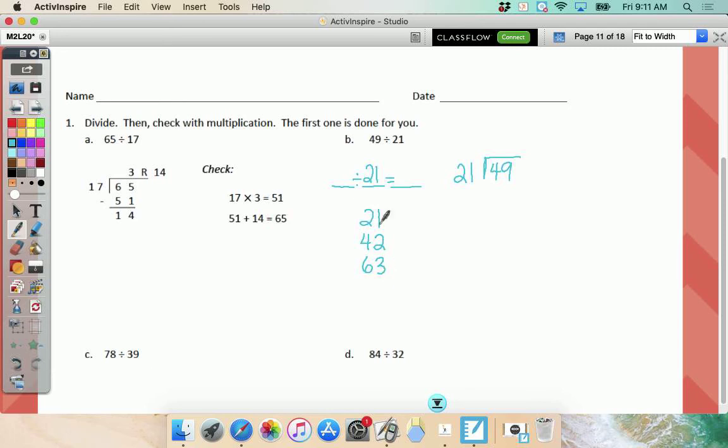Do you remember the trick for skip counting by 21s? Yeah. 1, 2, 3, 2, 4, 6. Okay. So which number is closest to 49 without going over? 42. So 42 divided by 21 is 2. You just count down 1, 2. So what number goes on top of the doghouse? 2. All right. Go ahead and finish this problem and check it.